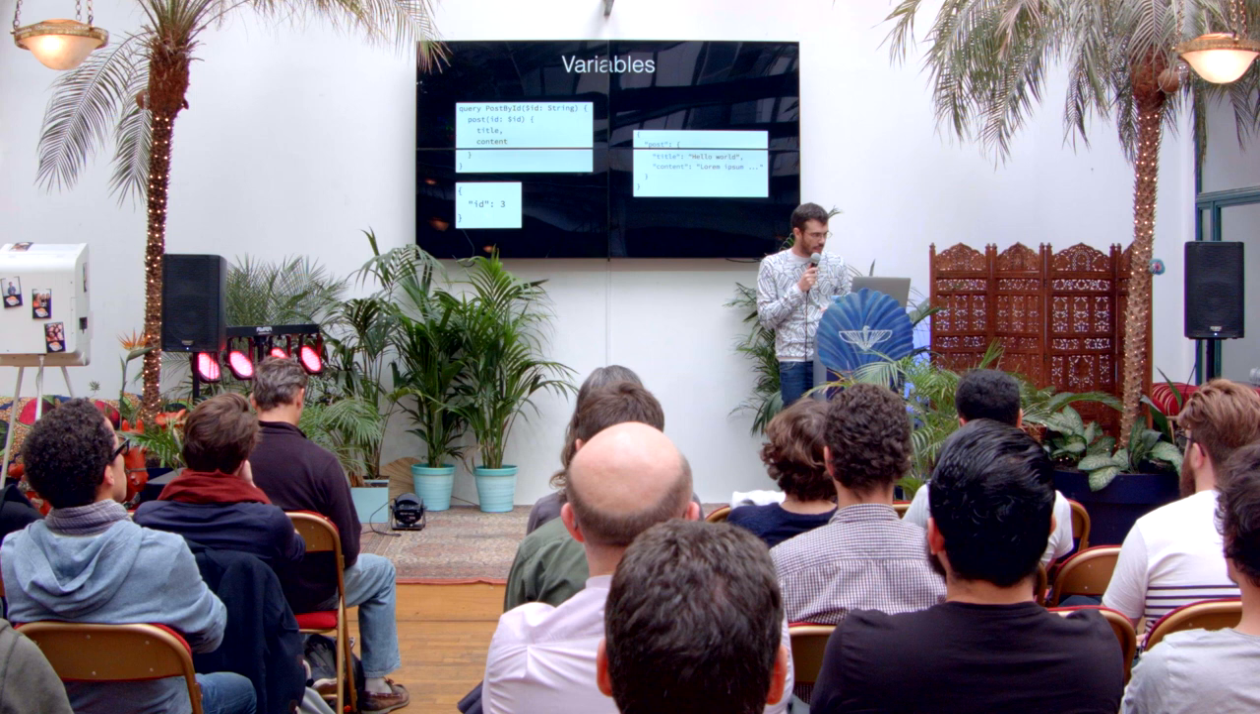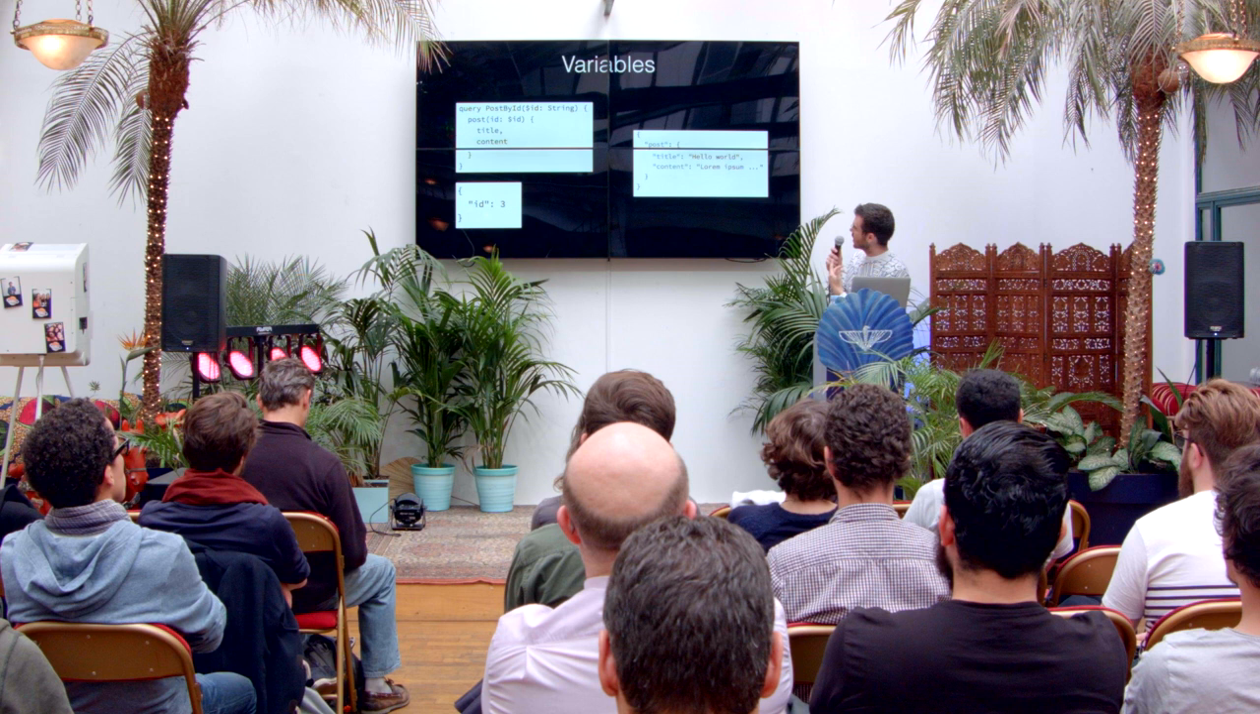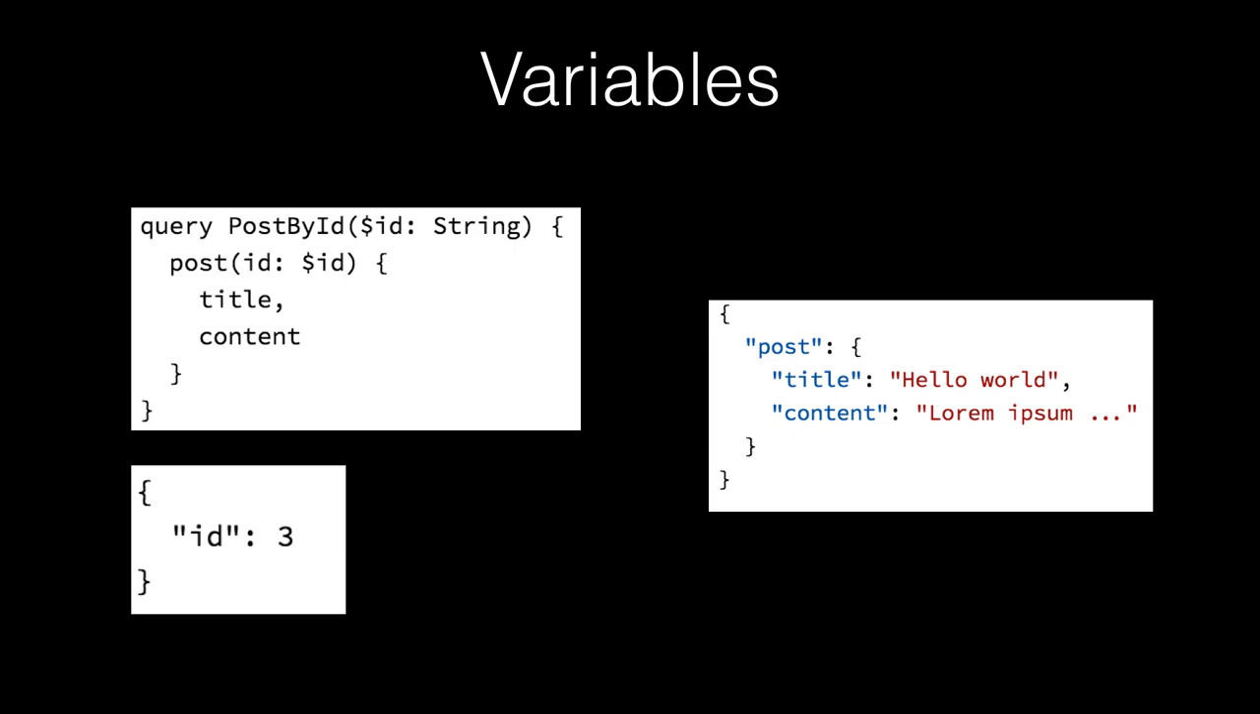Finally, when you're querying data with GraphQL, you can use query with some set of variable. So here I'm creating a query called post by ID, which take a variable ID, which is of type string. And when I use this query with ID 3, the server give me my post.